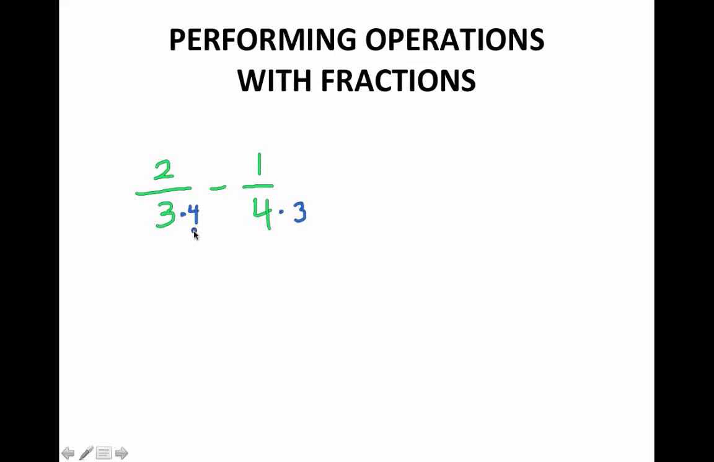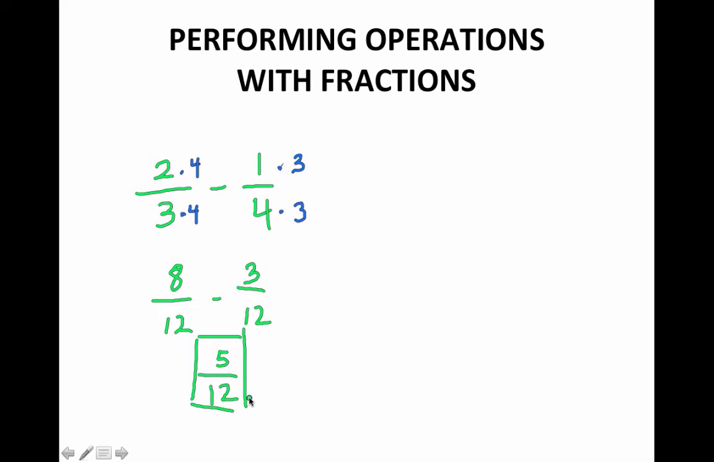So if you multiply the first fraction by 4, the denominator, you're going to have to multiply the numerator by 4. And then the second fraction, numerator and denominator by 3. So you get 8 over 12 minus 3 over 12, which is 5 over 12. And this fraction cannot be simplified at all, so the answer is 5/12.